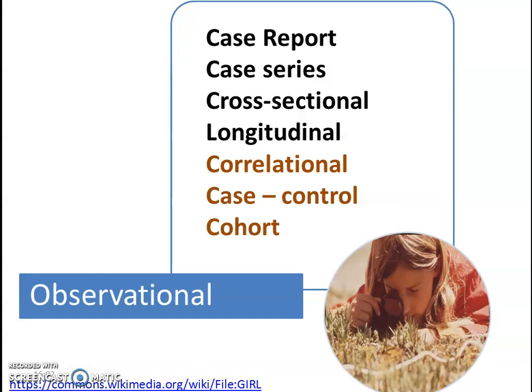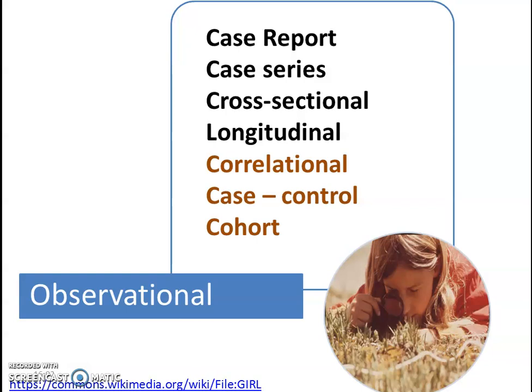The next one is a cohort study. In this case, we actually do not start with cases and controls. That means we do not start with diseased people. Instead, we start with exposures. Exposure means any suspected risk factor. So we start with an exposure and see what the effect of that exposure is on the group of people.